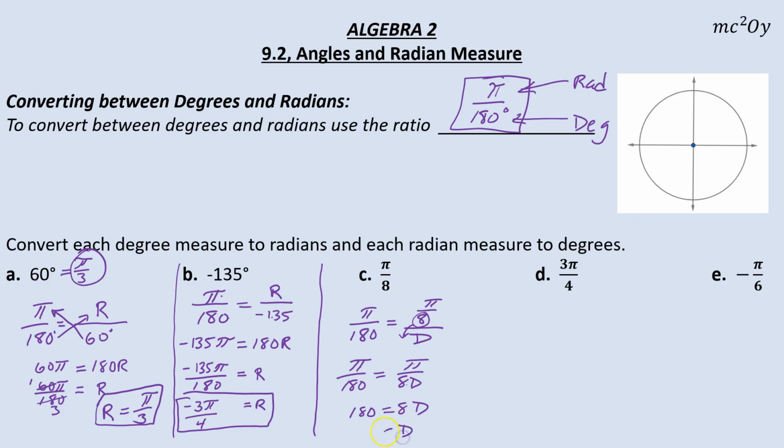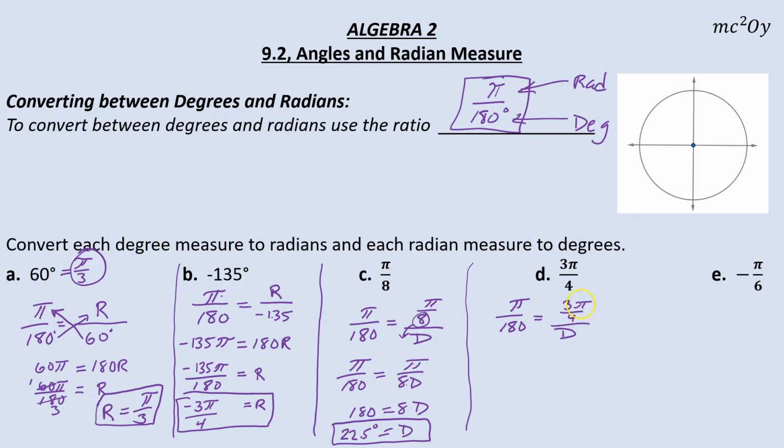Divide by 8. D is equal to 180 divided by 8, which is 22.5. That's 22.5 degrees. Same idea over here. Pi over 180 equals 3 pi over 4 over degrees. Hopefully you're pausing and trying these.